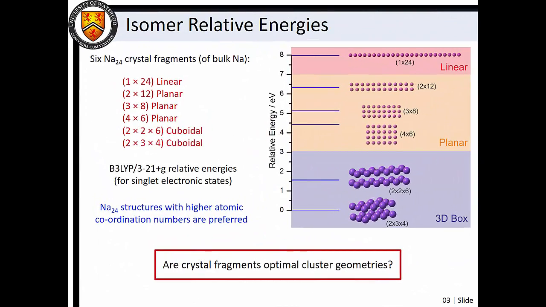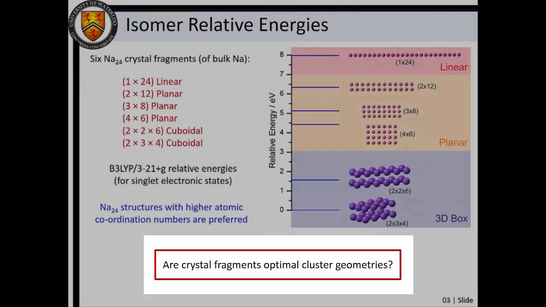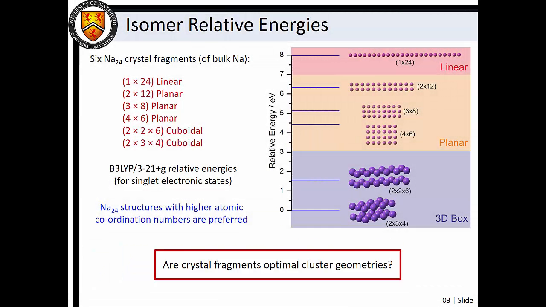If we calculate the electronic energies for cluster fragments of bulk crystals, we find that structures which exhibit higher atomic coordination numbers are favored. However, this begs the question, are bulk crystal fragments optimal cluster geometries? We can answer this question by exploring the potential energy surface.